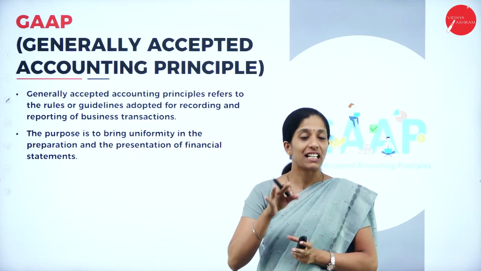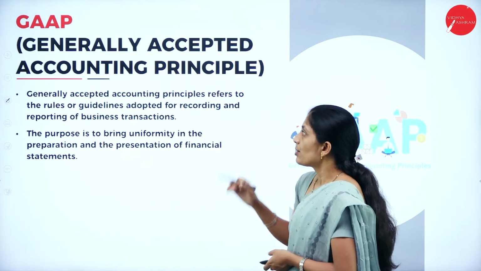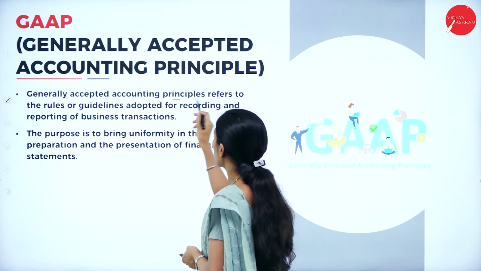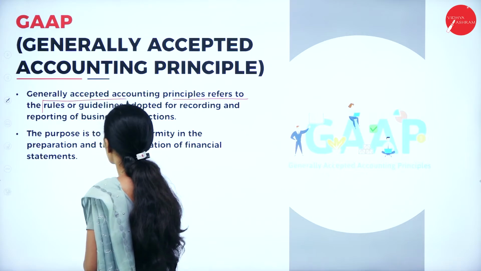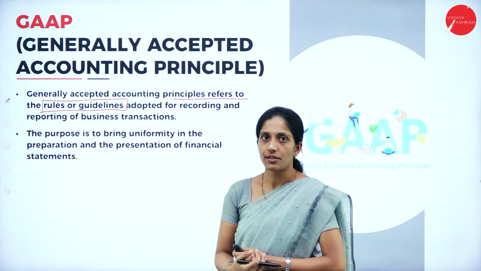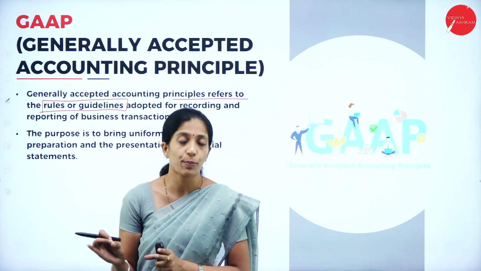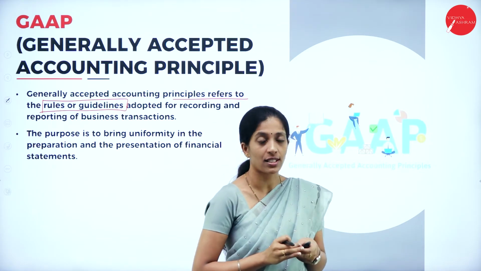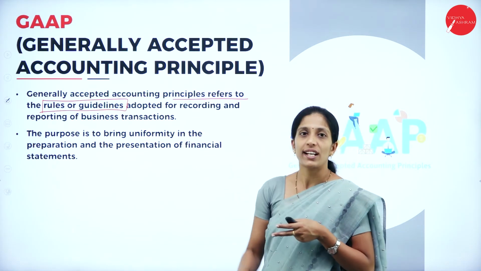So, we have learnt about the introduction of accounting principles. Now, let us see what this GAAP is all about. GAAP means generally accepted accounting principles, which refers to the rules or guidelines. What does it contain? It contains all the rules and guidelines adopted for recording and reporting of business transactions. In order to record, and after recording, once we prepare the financial statement, those financial results have to be reported to the users. Till then, whatever rules or guidelines are to be followed are included in the GAAP.